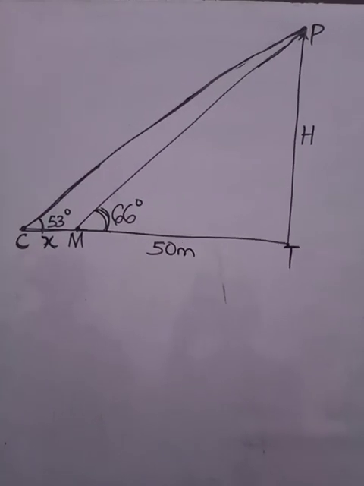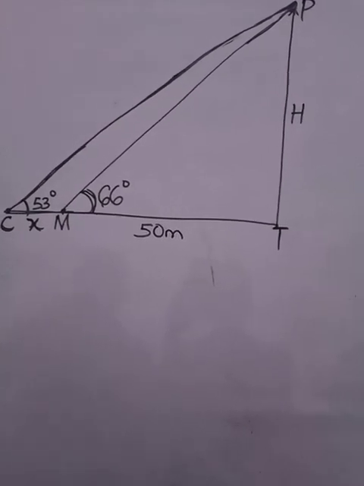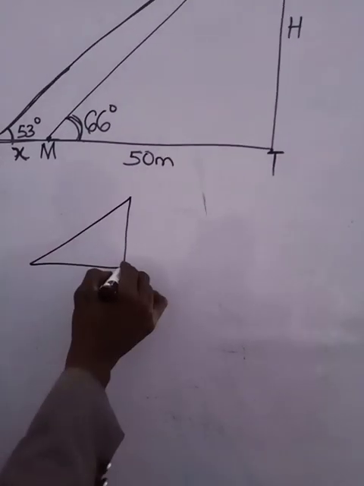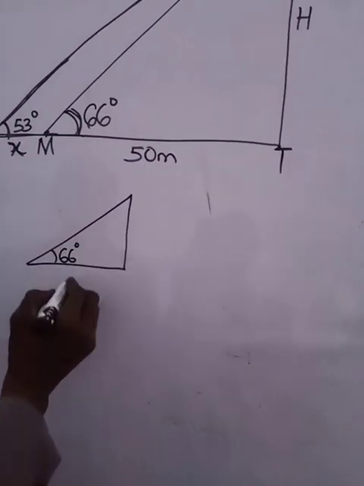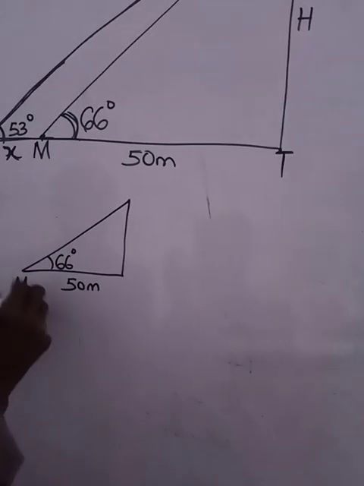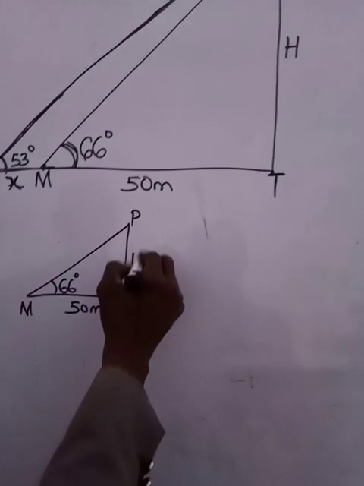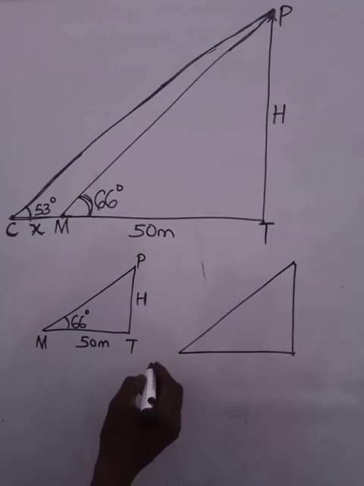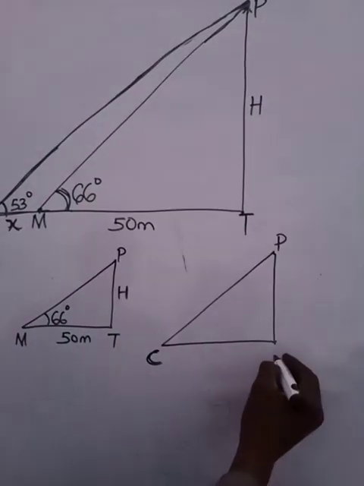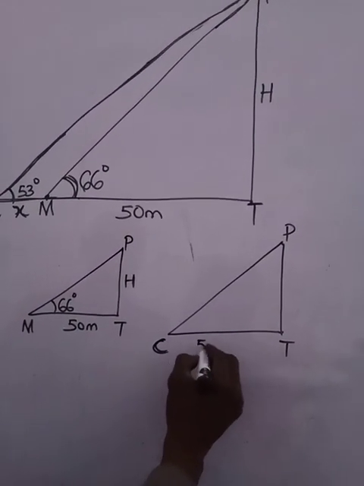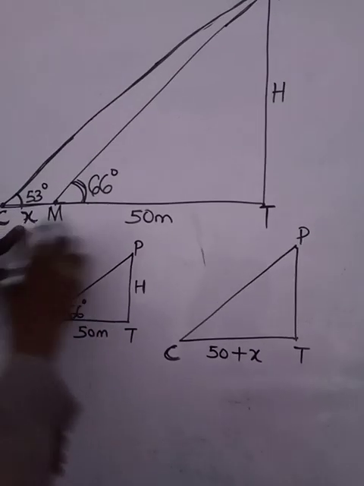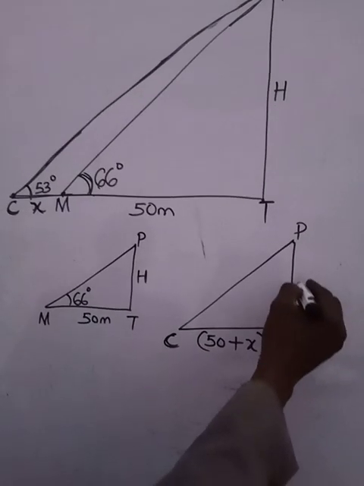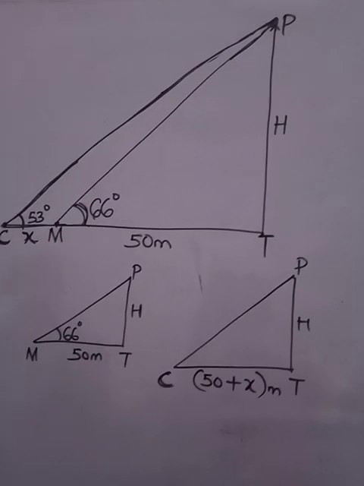So now to help out, we have two triangles here. Let's take out the two triangles. So the first triangle we have 66 degrees, then 50, and that's M, C, P, and then we want to get the h. And then we have the second one, the bigger one now. So let's call it C, P, T. So this is 50 plus x. You add together 50 plus x, that's the total there. And then h here too. So that's the two triangles we have.